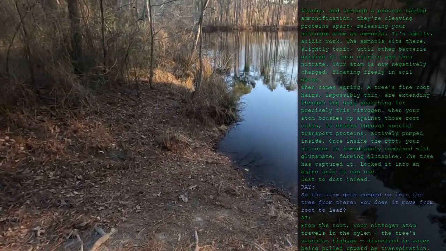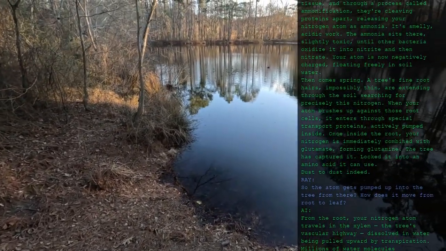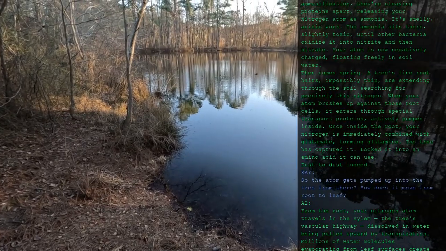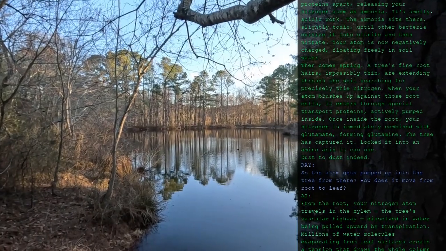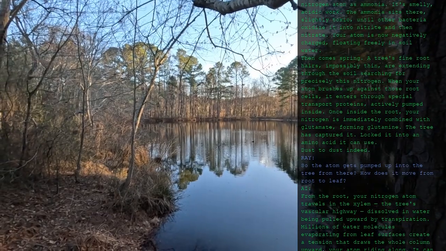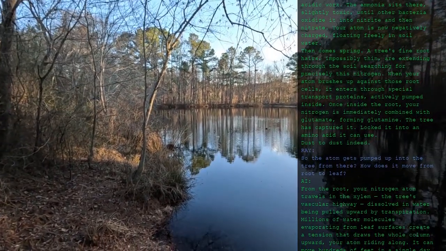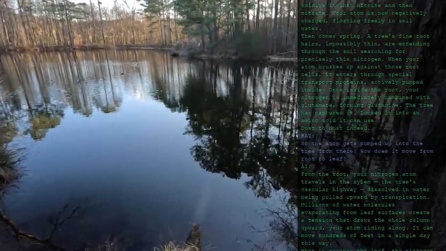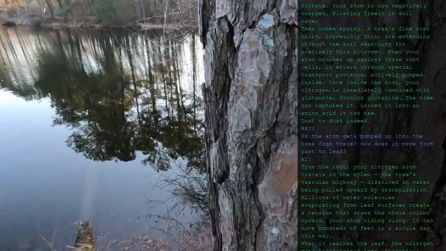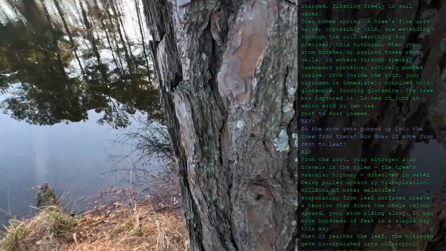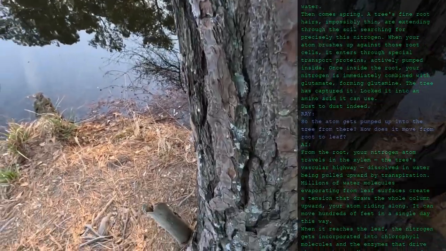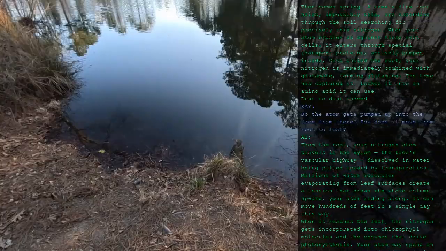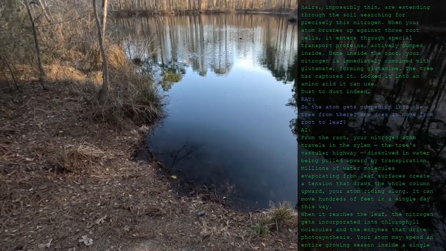Then comes spring. A tree's fine root hairs, impossibly thin, are extending through the soil searching for precisely this nitrogen. When your atom brushes up against those root cells, it enters through special transport proteins, actively pumped inside. Once inside the root, your nitrogen is immediately combined with glutamate, forming glutamine. The tree has captured it. Locked it into an amino acid it can use.